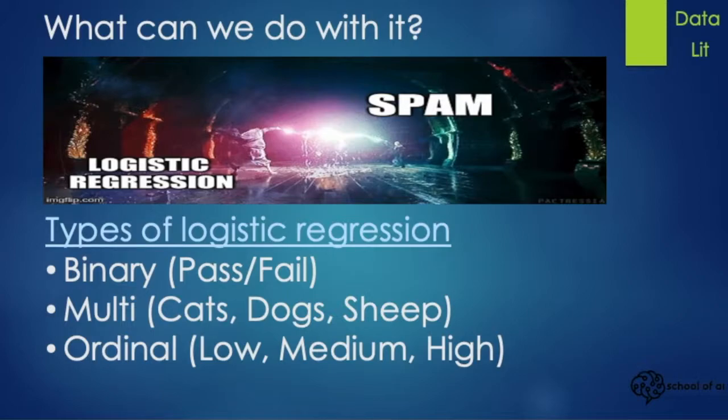In multi-class, we can predict cats, dogs, sheep, which are not even connected to each other exactly, but we can try to predict what they are. That's what we can do with multi-class. Ordinal is where the output is in order, for example, tall, taller, tallest, or low, medium, high. These are the things that we can do with logistic regression.